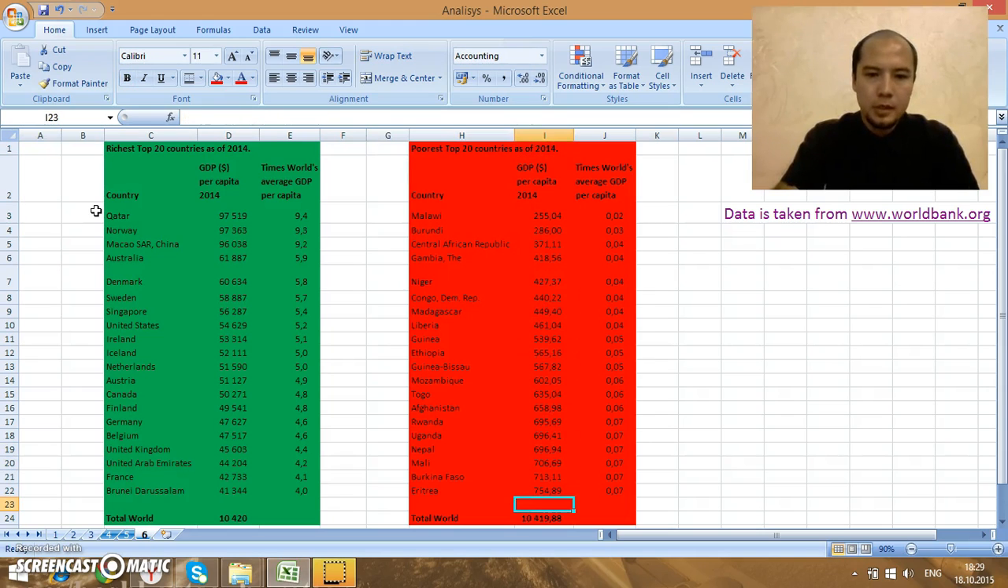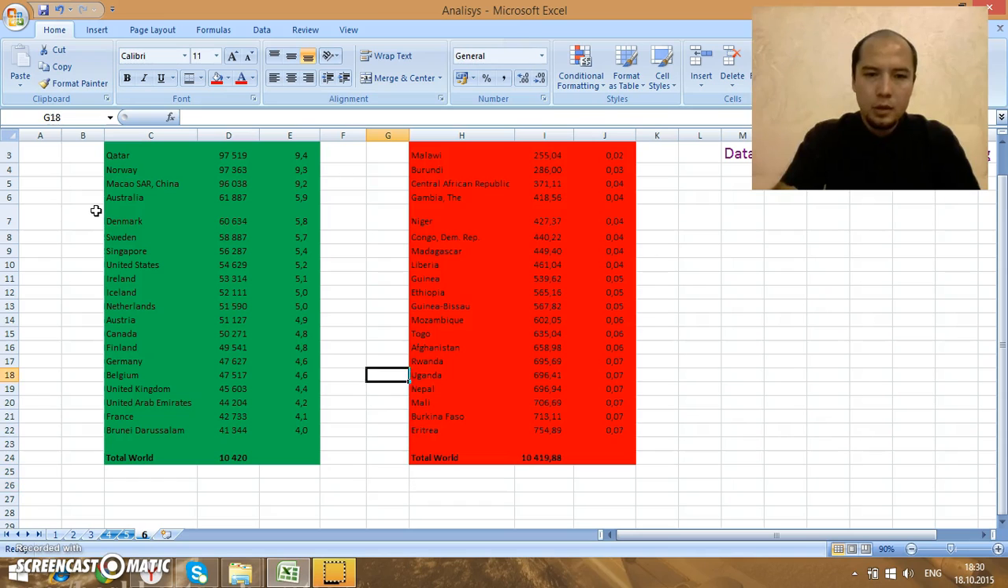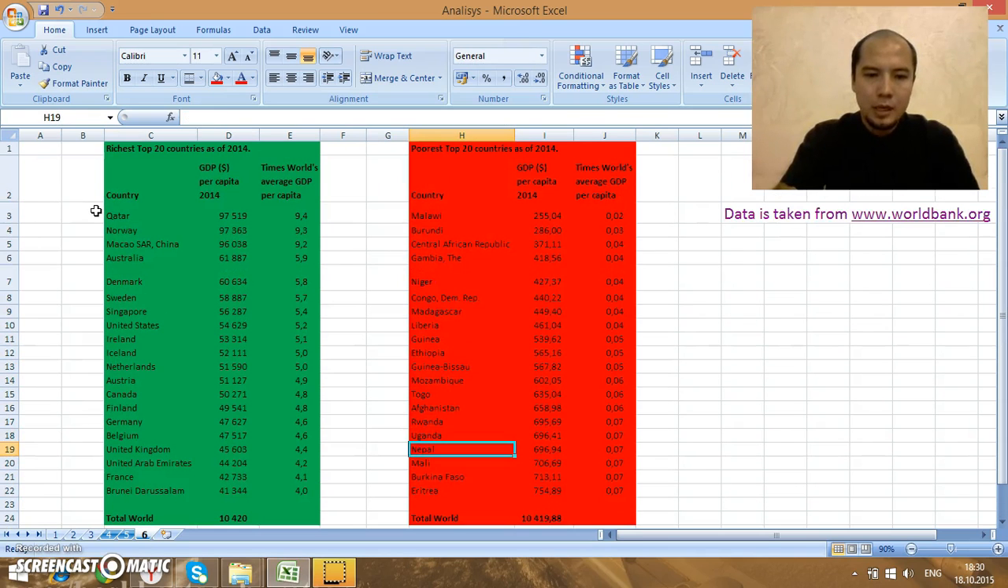And you can notice that the poorest countries are Malawi, Burundi, Central African Republic, Gambia, Niger, Congo, Madagascar, Liberia, Guinea, Ethiopia, and so on. All these countries, not all, but the majority of these countries are located in Africa. So Africa is a very poor continent, and GDP per capita is very low there. Okay, as I said before, China does not have as much cheap labor now as it had 15 years ago, and some economists think that in order to produce something, it is much better to use cheap labor in Africa, and it could lead to growth of African economies in the future.